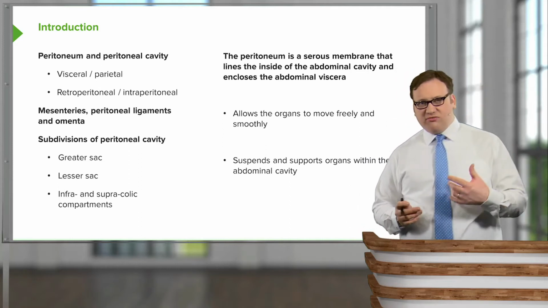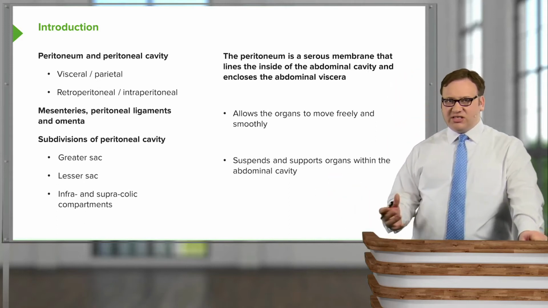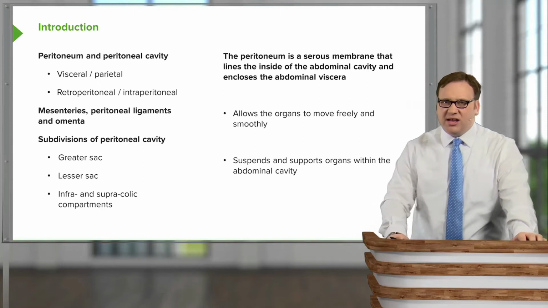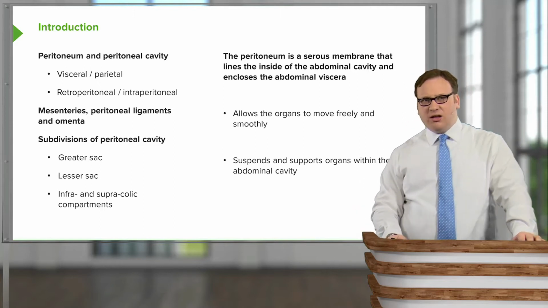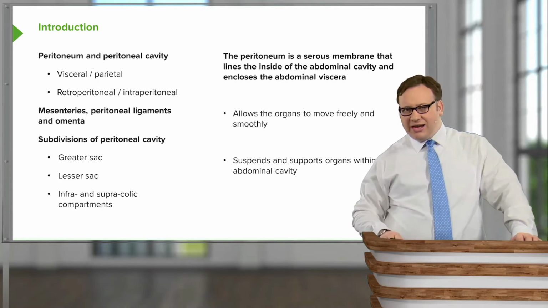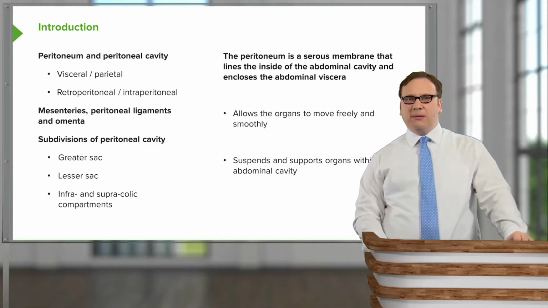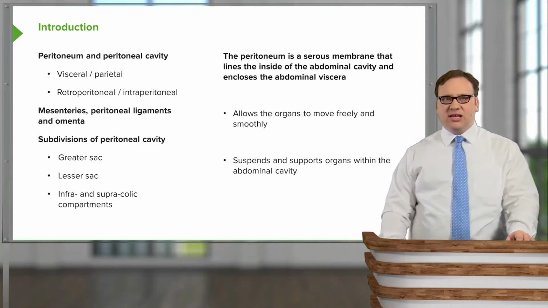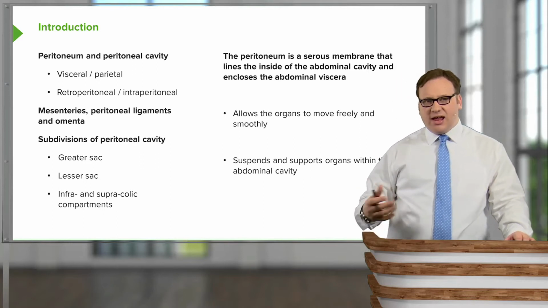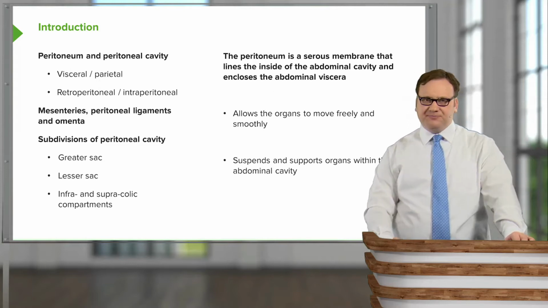So we're going to look at the various parts of the peritoneum and how it's divided into visceral and parietal parts. We'll look at retroperitoneal and intraperitoneal organs. And then we'll move on and look at mesenteries, peritoneal ligaments, and omenta, before finishing with the subdivisions of the peritoneal cavity, like the greater sac and the lesser sac, and how we can look at infra and supracolic compartments.